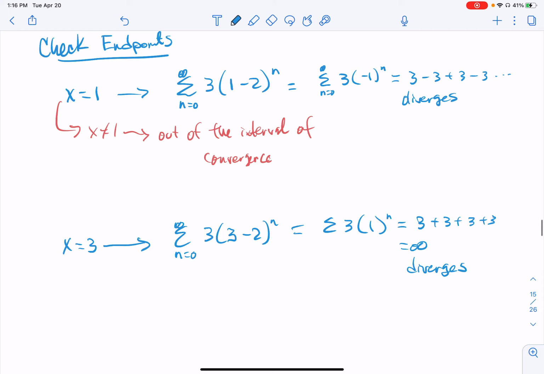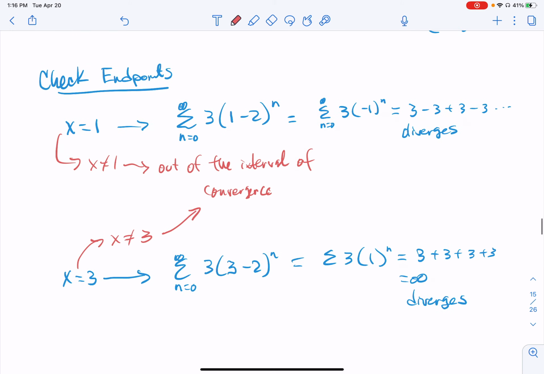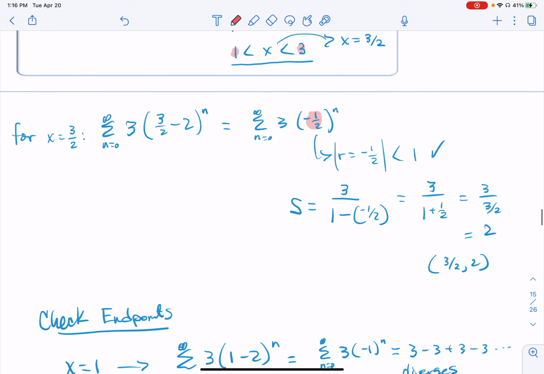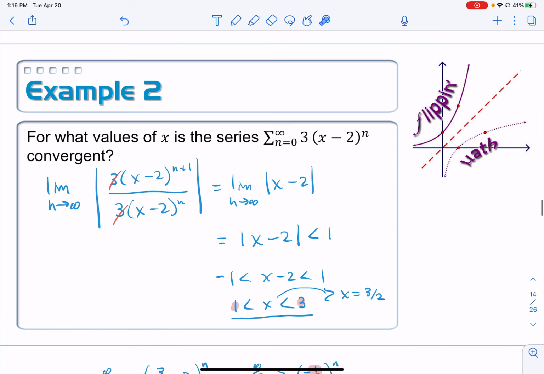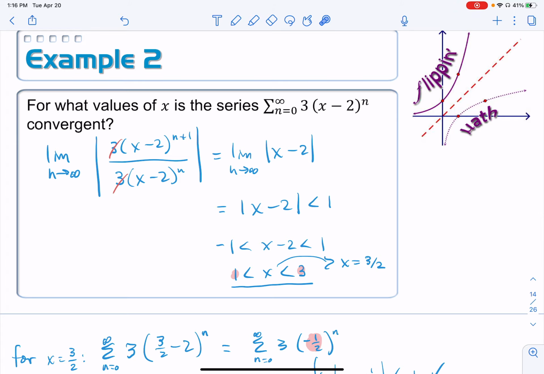So the conclusion here is that x cannot be equal to 3. We didn't get our endpoints. That one is also out of the interval of convergence. How do you like how I spelled that? I don't even know if that's spelled correctly. Anyway, that means that, if we had forgotten to check the endpoints, we still would have been okay, because our interval of convergence from 1 to 3 are the only values that work, not including 1, not including 3.